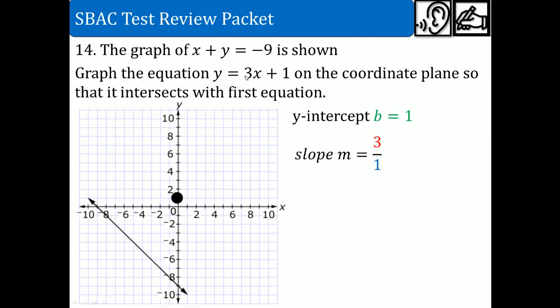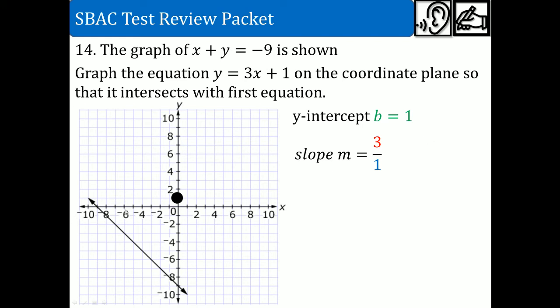The slope here is 3 over 1 because it is the number in front of the x, which is 3. Put it in fraction form, it becomes 3 over 1. So we go up 3, then across 1, then put a second point. If that is too fast, let me repeat.